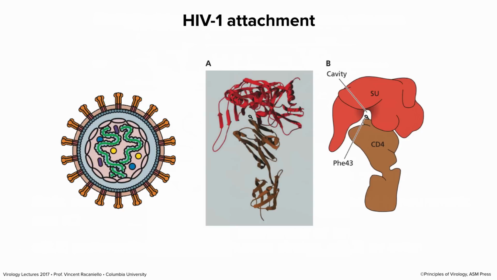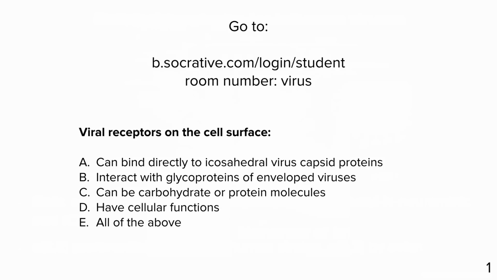So again, this spike on the surface of the virus binds CD4. In the middle is that co-structure of the complex. And on the right is a drawing of it so that you can see how these two interact. There's a cavity in the bottom of SU, the viral glycoprotein, into which a phenylalanine, a very specific one in the CD4 molecule, fits. And that's how the two interact, leading to virus infection. This is a virus that needs 2 receptors. We'll talk about why in a moment.